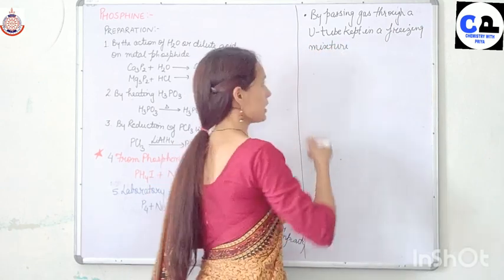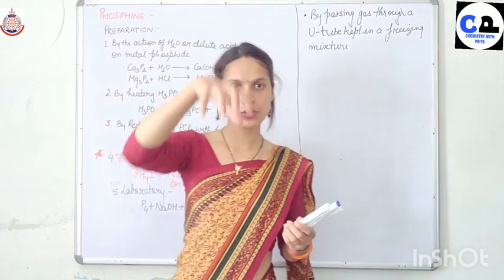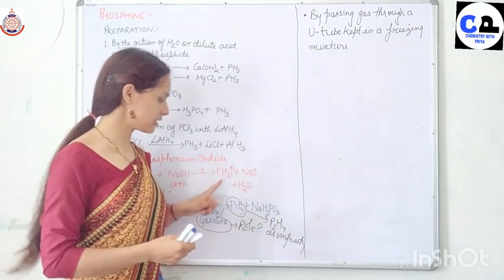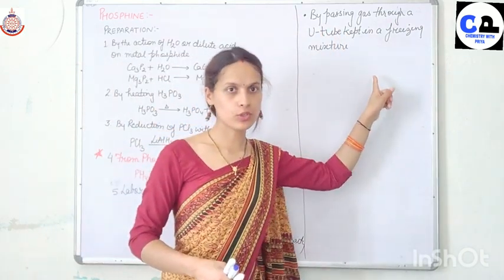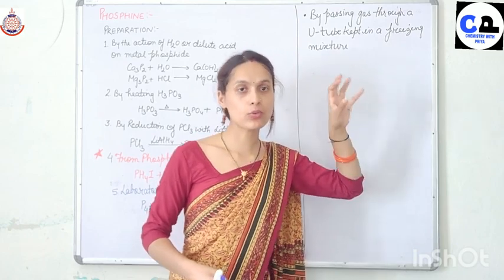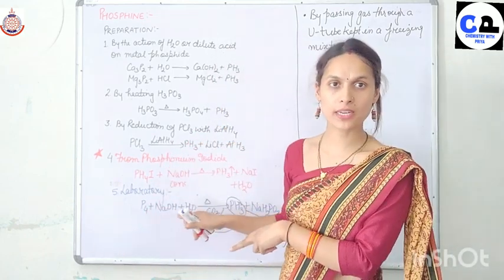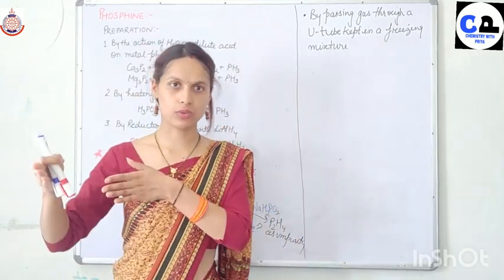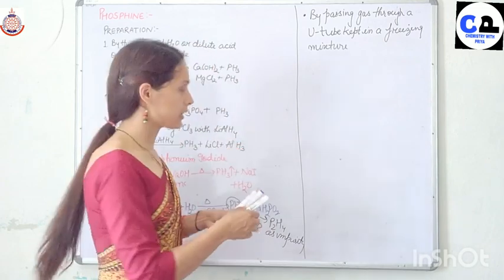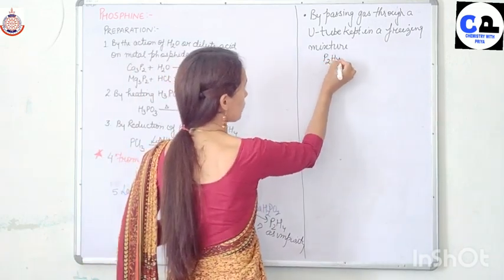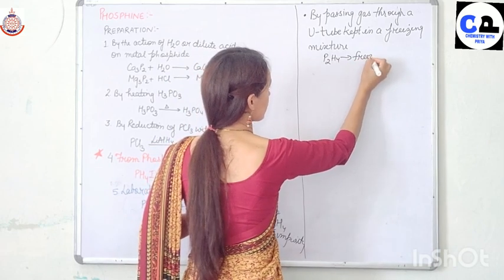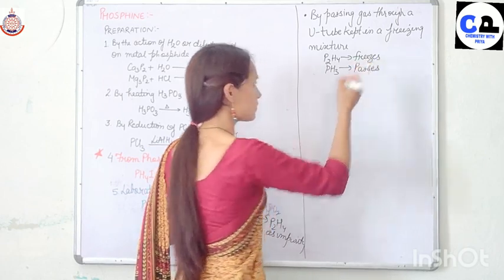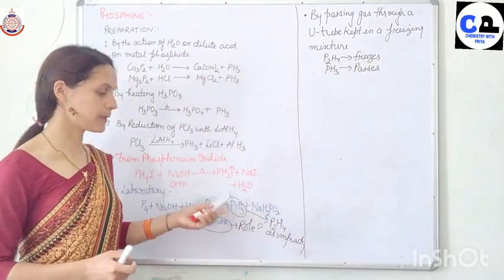What we'll do, we'll take a freezing mixture and keep a U-shaped tube in that freezing mixture. Then we'll pass this impure gas from one corner of the U-tube, and while passing, the P2H4 which is present in the impure gas gets frozen. Clear? Whereas the PH3 gas will pass out. The P2H4 freezes, whereas the PH3 passes. So in this way we will get the pure form of PH3.